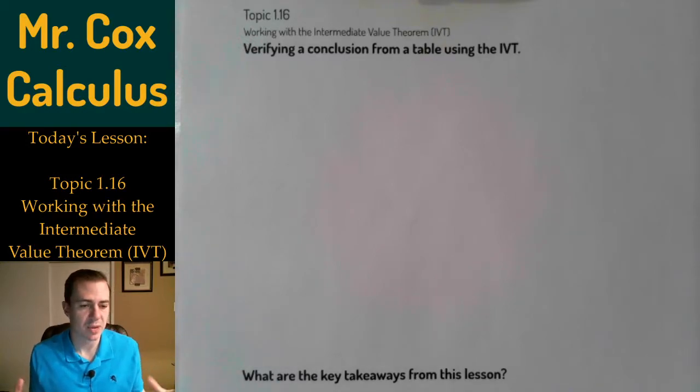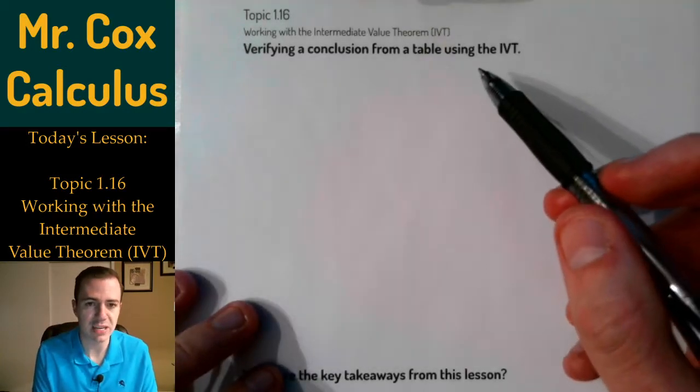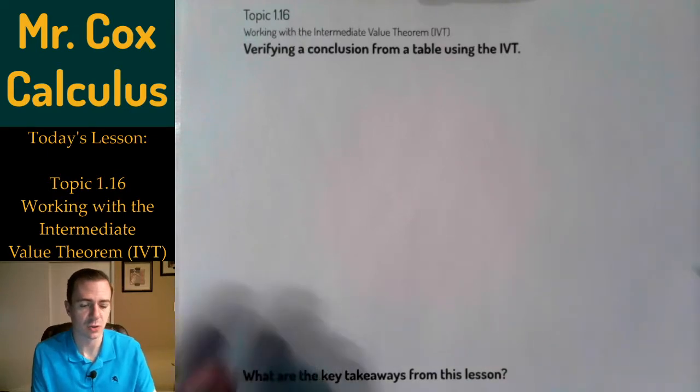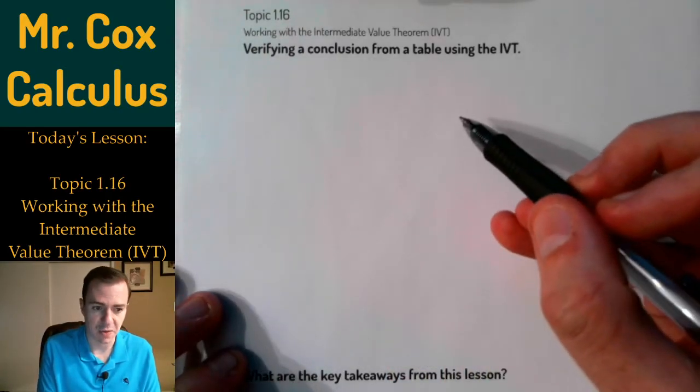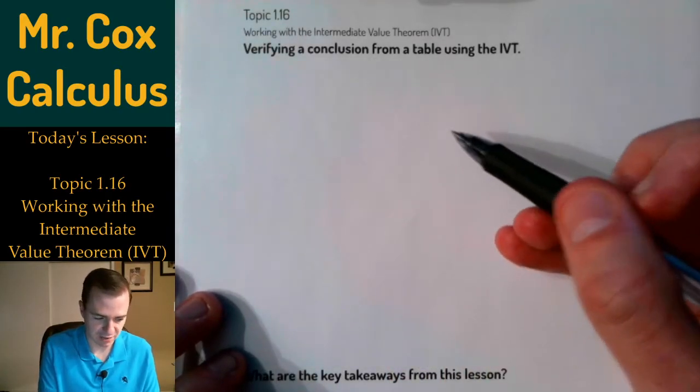Let's take a look at how we can use this idea called the intermediate value theorem to verify a conclusion if we're given some points on a table, which is actually a really popular way for the AP to ask questions about the intermediate value theorem.